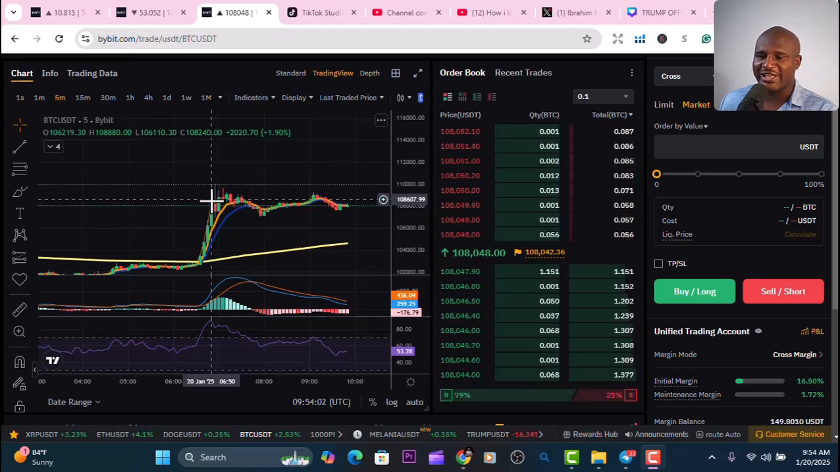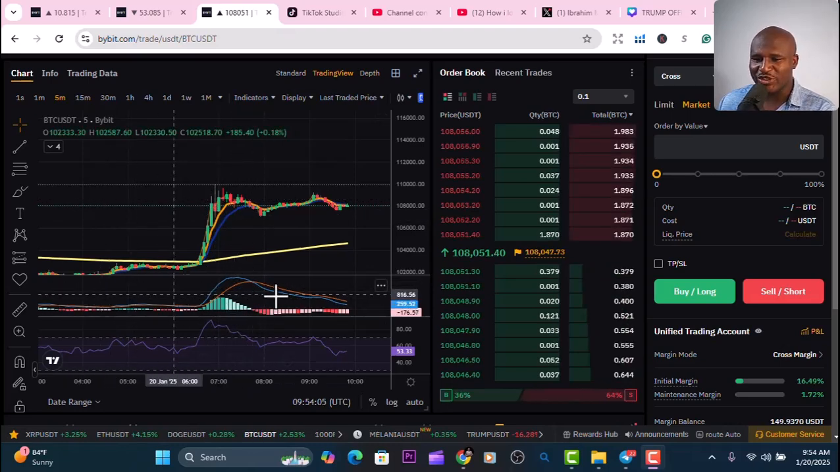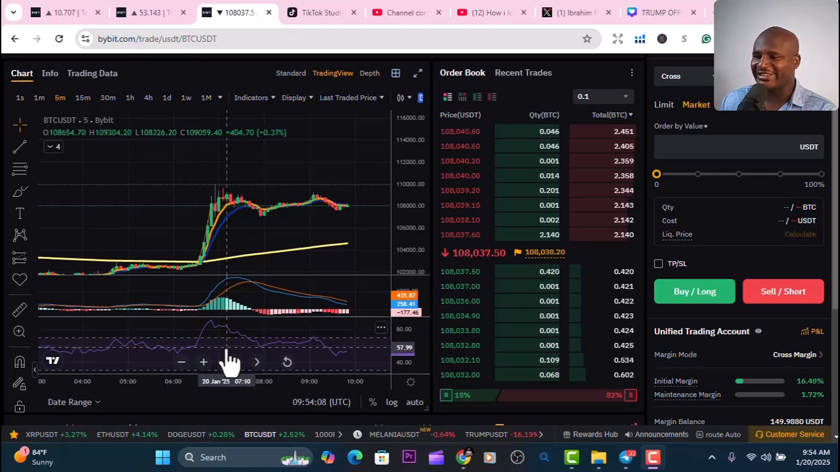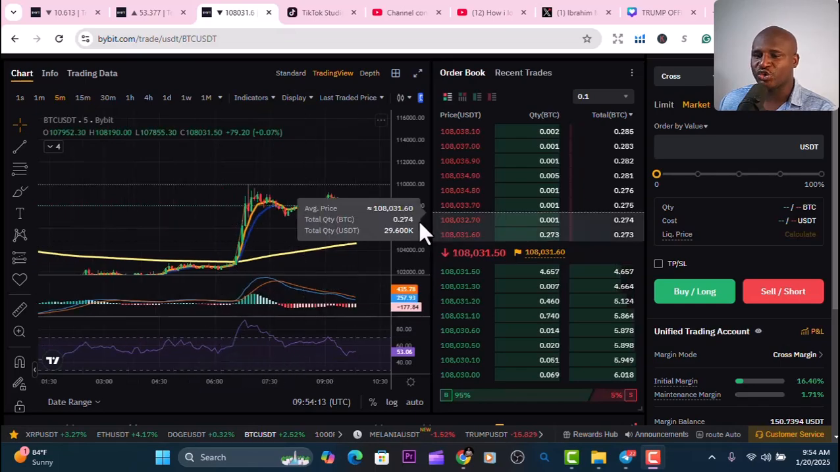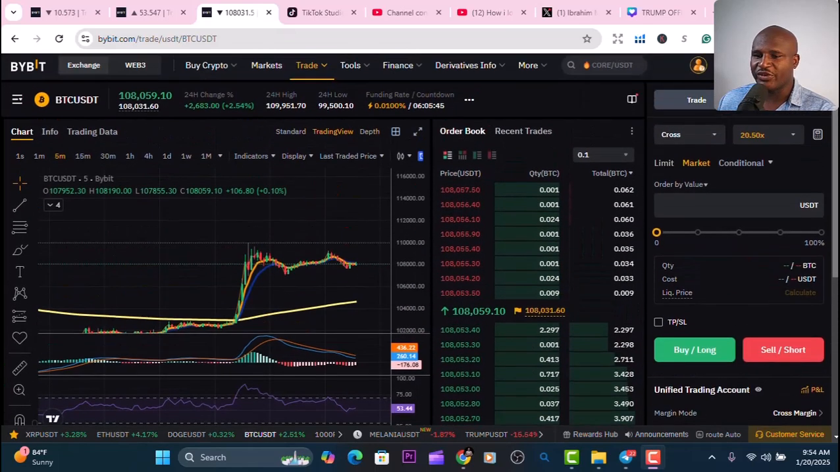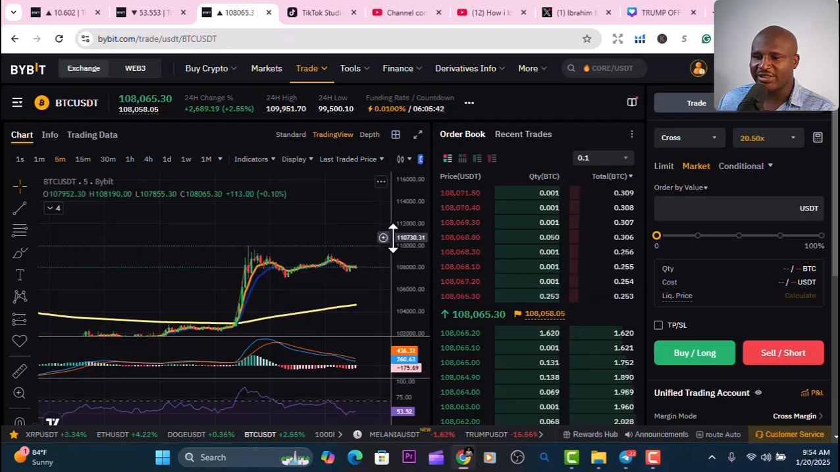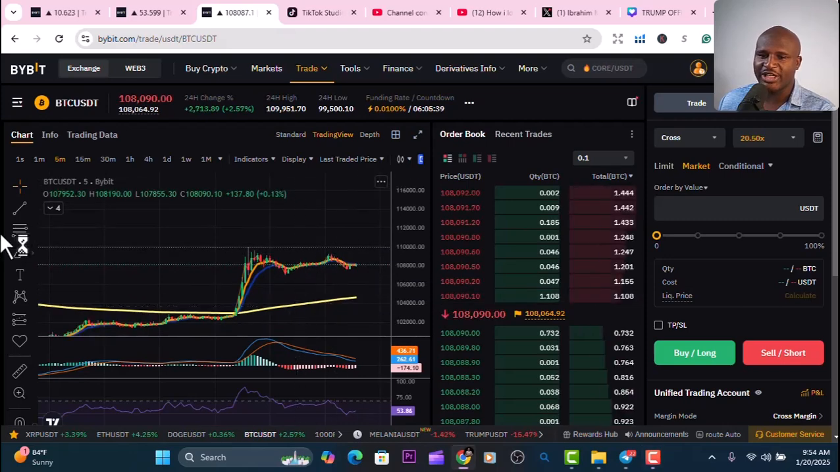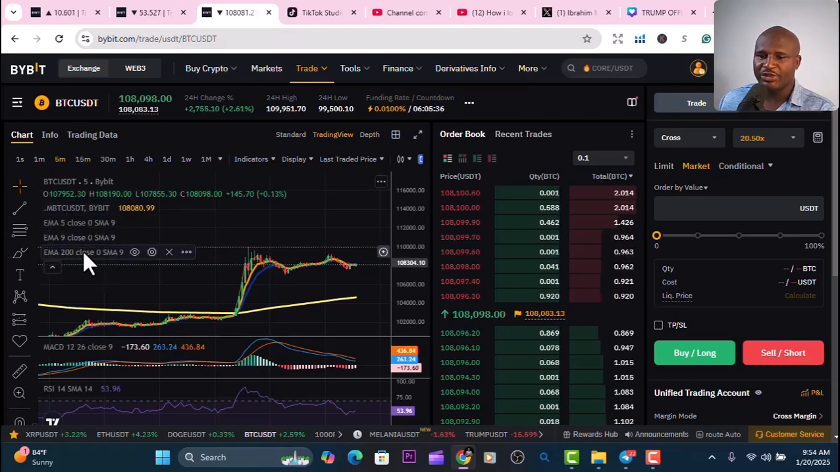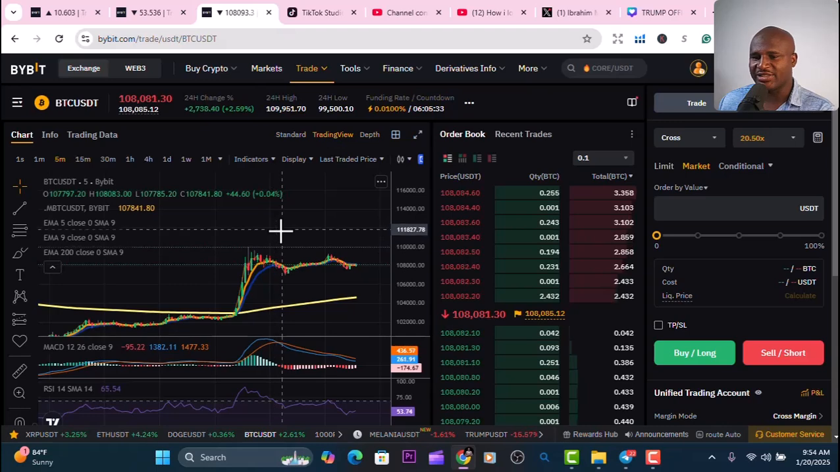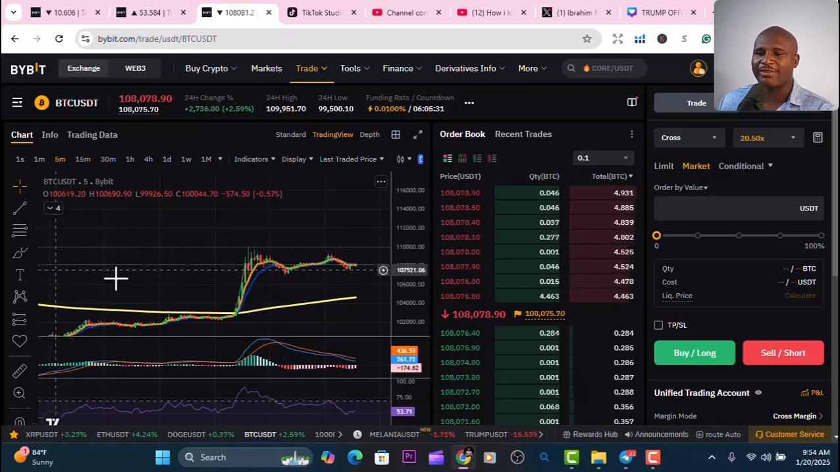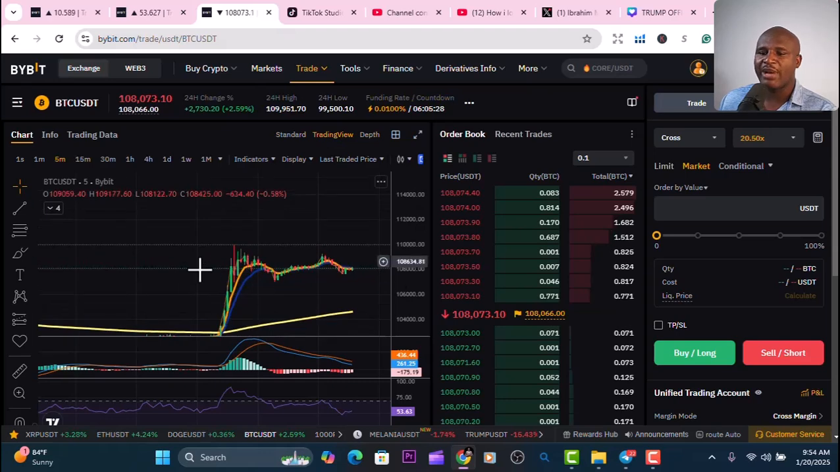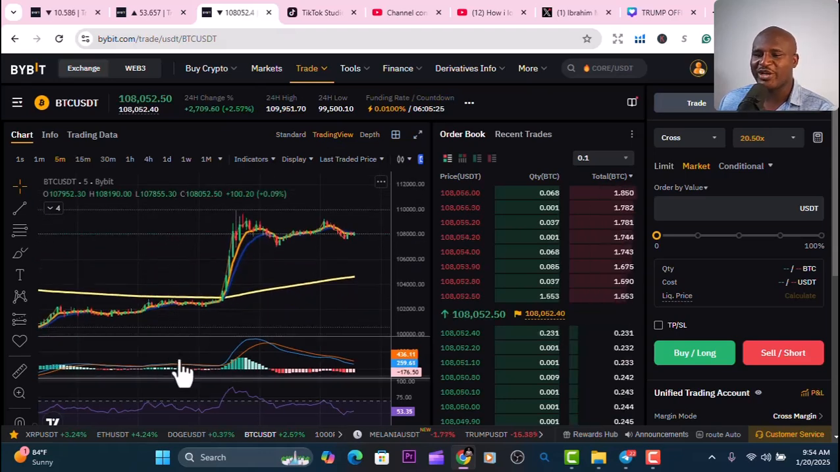I use the MACD indicator, and I'm going to tell you what I use that for. I use the RSI indicator, that's the relative strength index, and I also add moving averages, EMA 200 and EMA 9. I don't really use them much, just for confirmation, but my emphasis today is going to be on the MACD and the RSI indicator. It tells you what to expect of the market.